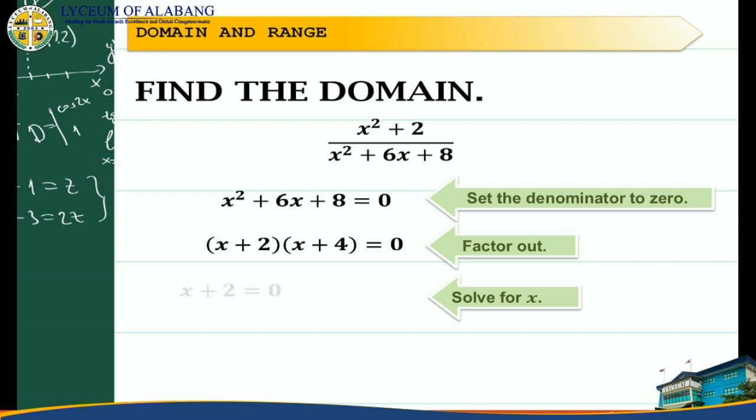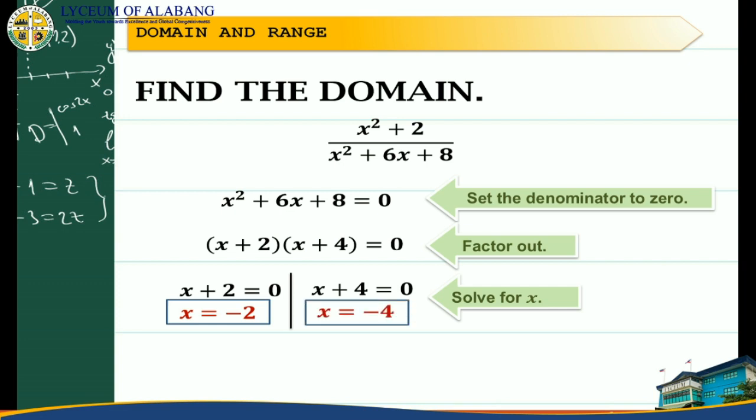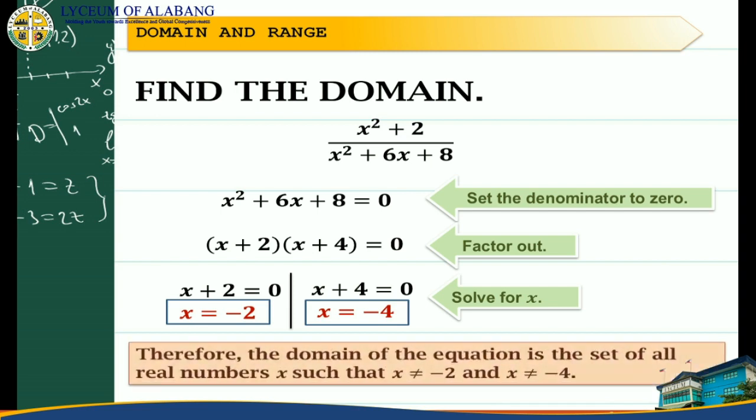And solve for x. x plus 2 is equal to 0, so x is equal to negative 2. And x plus 4 is equal to 0, so x is equal to negative 4. Therefore, the domain of the equation is the set of all real numbers x such that x is not equal to negative 2 and x is not equal to negative 4.